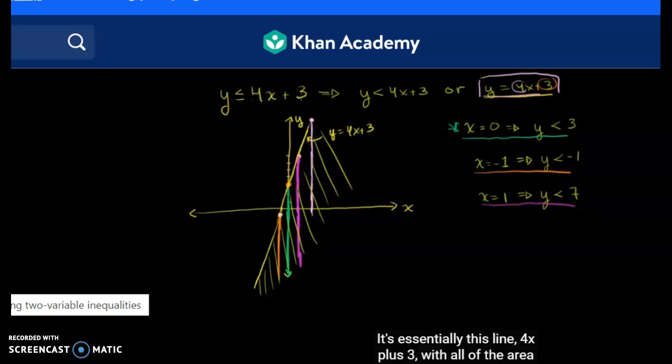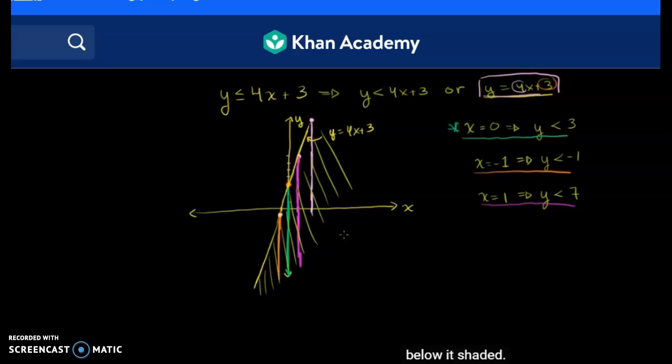It's essentially this line, 4x plus 3, with all of the area below it shaded. Now, if this was just a less than, not less than or equal to sign, we would not include the actual line. And the convention to do that is to make the line a dashed line. This would be the situation if we were dealing with just less than 4x plus 3, because in that situation the line itself wouldn't have satisfied it, just the area below it.